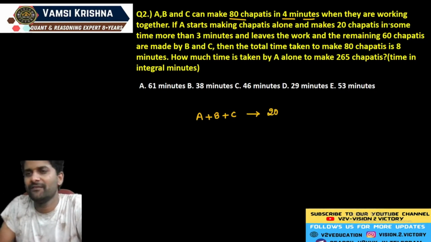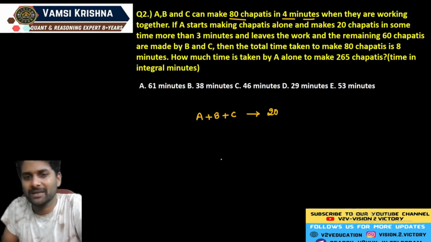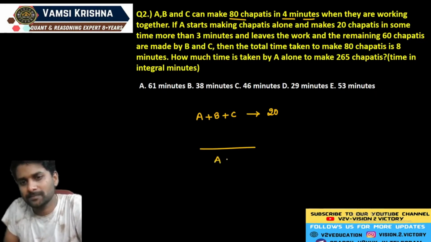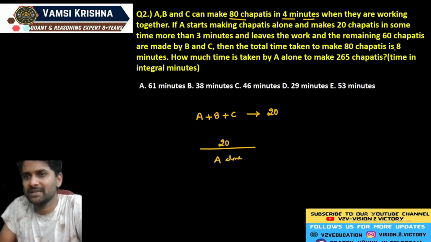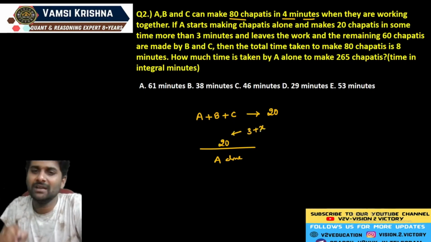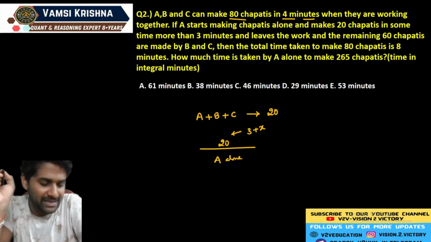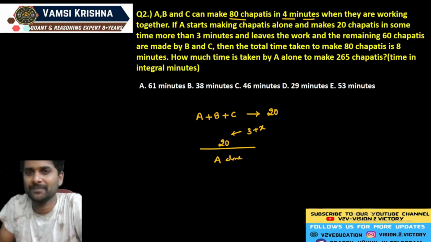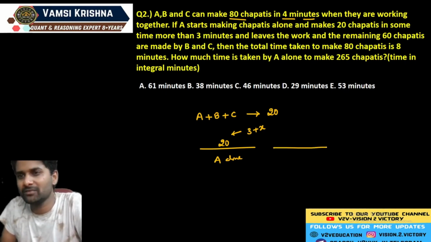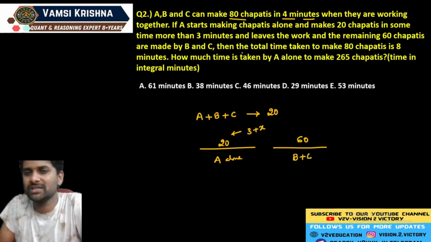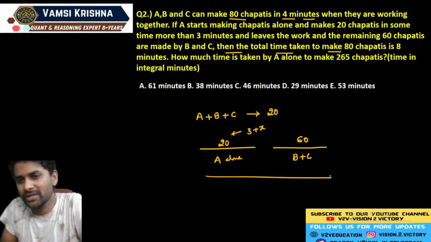First information: when they are working together. Next, if A starts making chapatis alone and makes 20 chapatis, it takes more than 3 minutes. Let us assume that A works alone for 3 plus x minutes, and they completed 20 chapatis, and then A leaves that work. So what about the remaining work? The remaining 60 chapatis are done by B and C itself. Now the question here: the total time taken to make 80 chapatis is 8 minutes. So now the total time is exactly equal to 8 minutes.